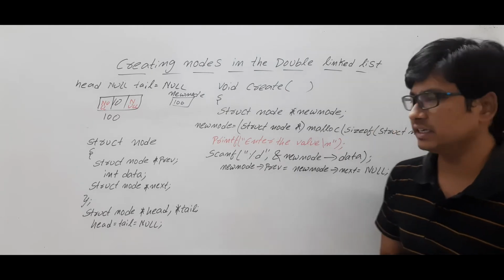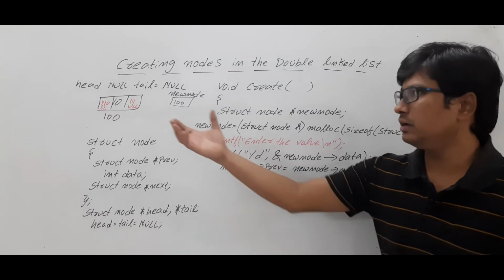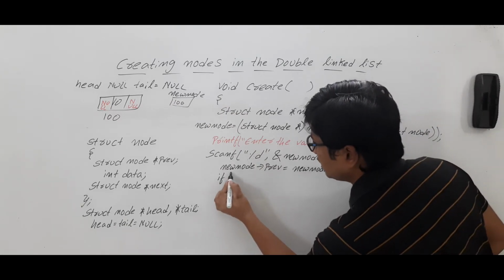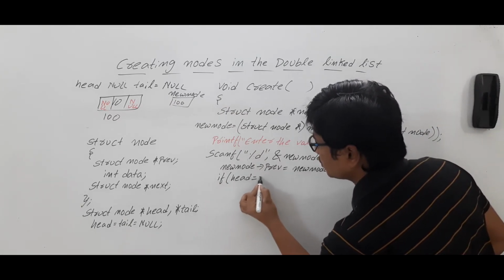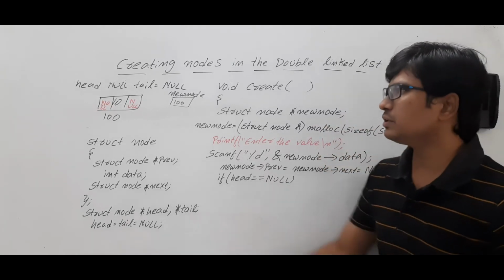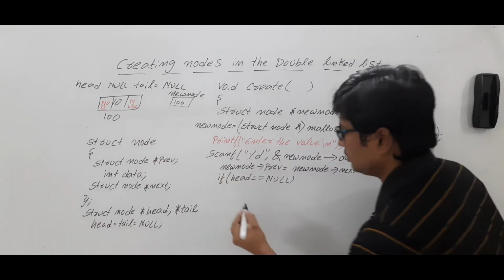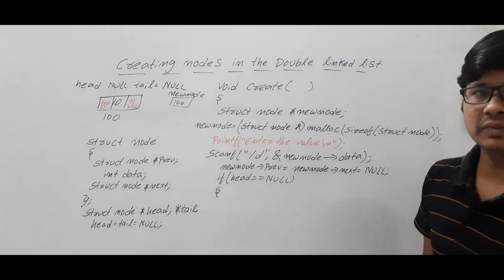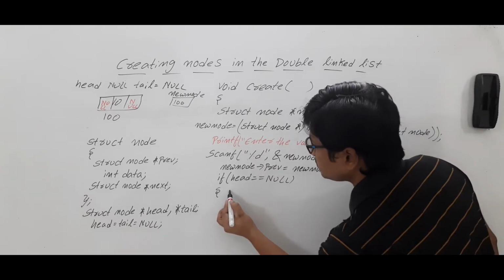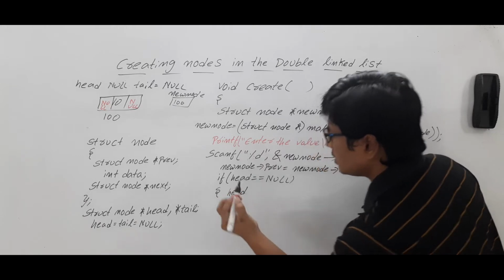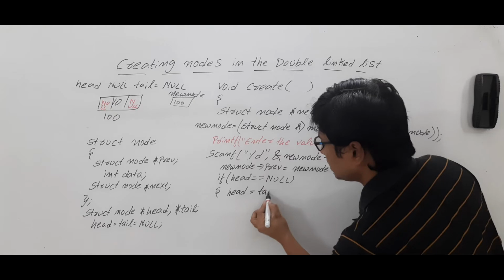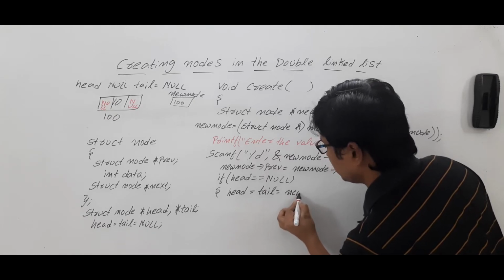Now how can you check whether this is the first node or till now the linked list is empty? So if you have a condition like if head is equal to null, then I can say that the linked list is empty. Whatever node I am creating, that is the first node. Okay, so if it is so, then what you need to do? You need to make head is equal to tail is equal to new node.